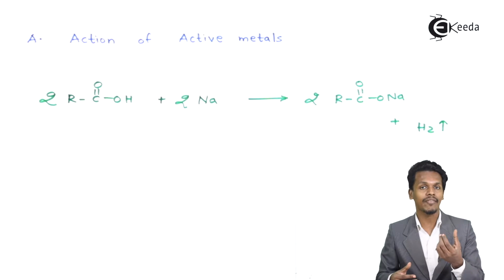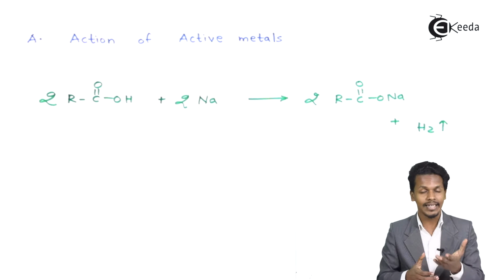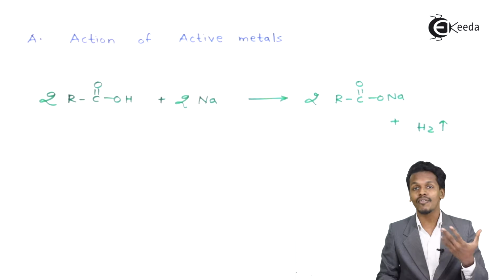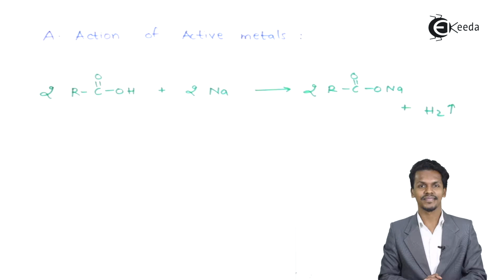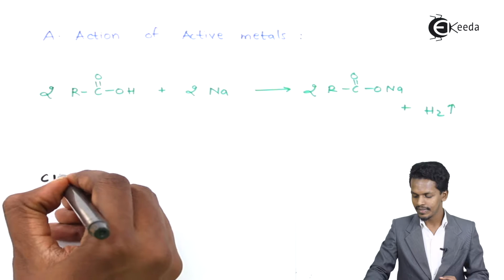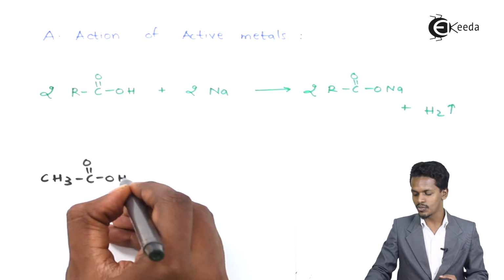We can also determine the presence of carboxylic acid this way. What we have to do is take a compound and add sodium to it. If there is evolution of H2, that could indicate the presence of a carboxylic acid, or it could be an alcohol also. So suppose we have considered the carboxylic acid CH3COOH, that is known as acetic acid.